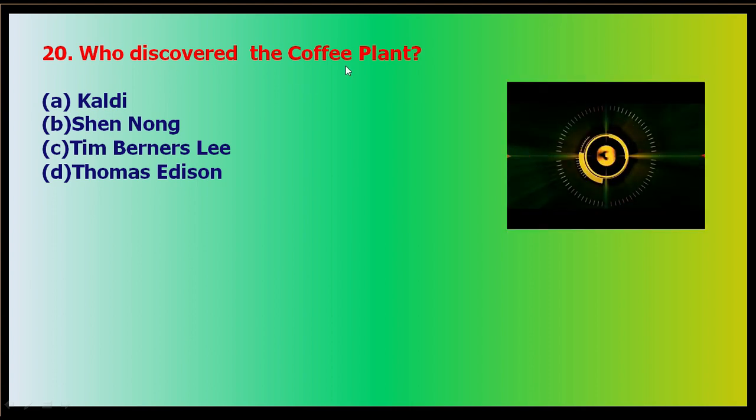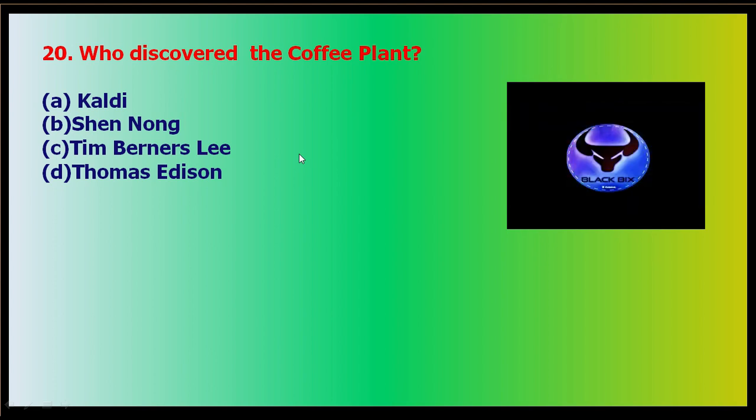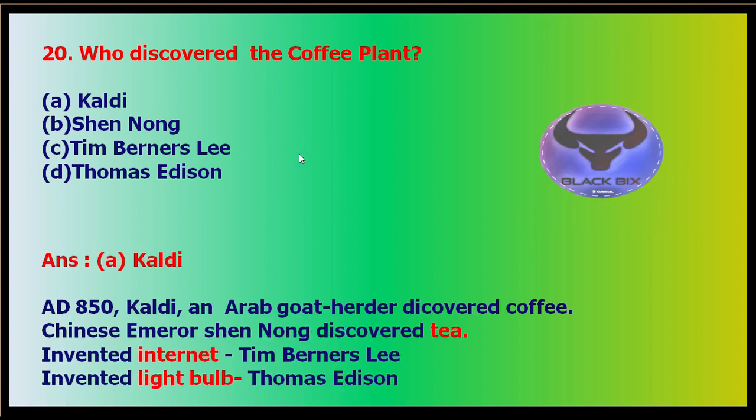Who discovered coffee? Is it Kaldi, or Shennong, or Tim Berners-Lee? Correct answer is Kaldi. In 850, Kaldi, an Arab goat rearer, discovered this coffee. Right, coffee was discovered by Kaldi. He was from an Arab country. And Chinese emperor Shennong discovered the tea. And all of you know that Tim Berners-Lee invented the internet, and Thomas Edison was known for the invention of light bulbs.